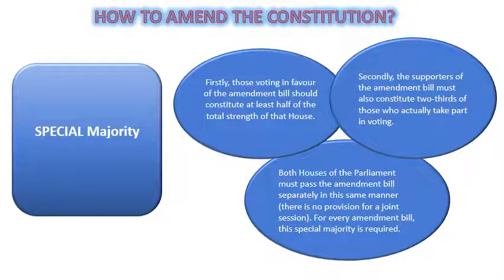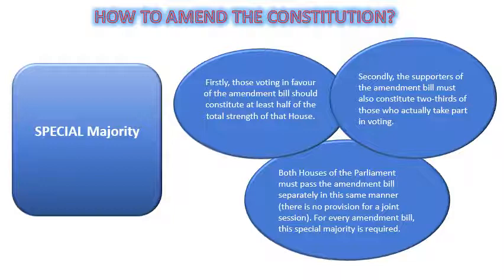The second procedure is special majority. It has two conditions. The first condition is that when this proposal is being discussed in the House, at least half of the total strength of that House should be present and should be in favor of voting. The second condition is those who are actually taking part in the voting should constitute at least two-thirds of the members present at the time of voting.